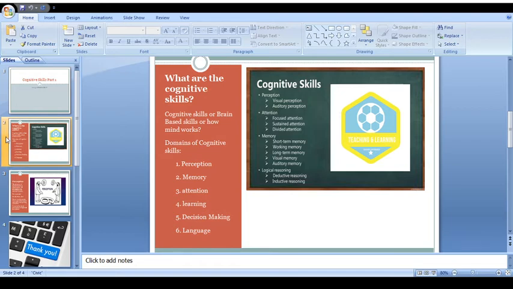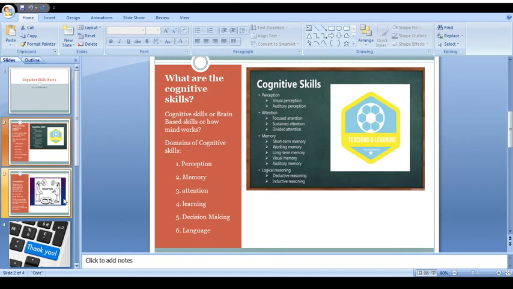Now you can see here, I mentioned some domains of the cognitive skills. Sometimes they mention 8, sometimes 7, but I'll be focusing on these domains. Our lesson will be based on perception. Number 1 is perception. I have mentioned 6 domains: perception, memory, attention, learning, decision making, and language. You can even check my deductive and inductive reasoning, which we discussed in the previous lesson. Here I'll be talking about perception.